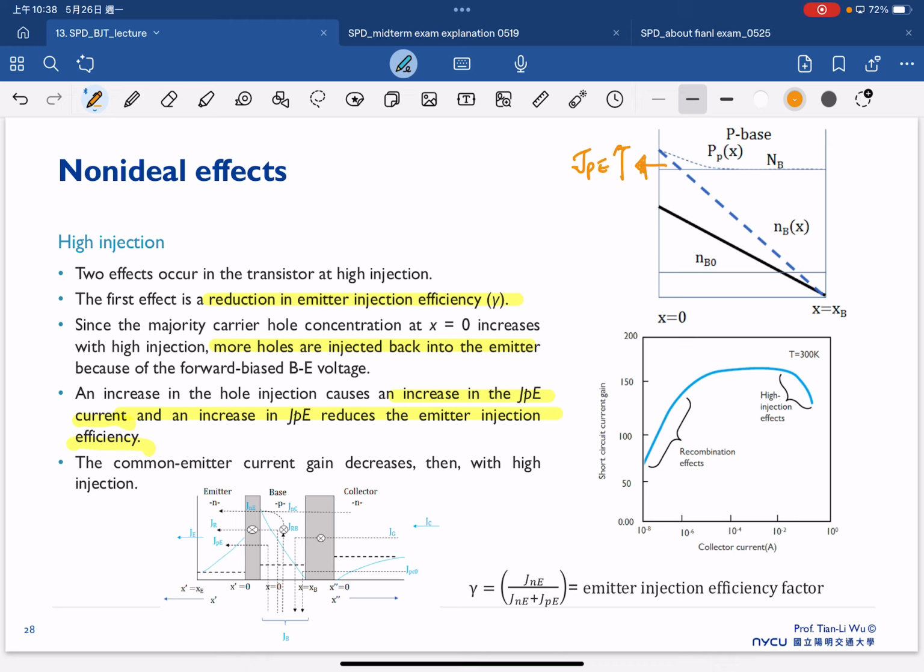So JpE is in this direction, flowing to the left, and it will increase, and the JpE increase will influence our emitter, this one. So this increase is due to the high level injection, and this will cause a decrease of gamma, and the decreased gamma in the end causes the reduction of the current gain. So Jp is here, it's a 1. We already illustrated this before.